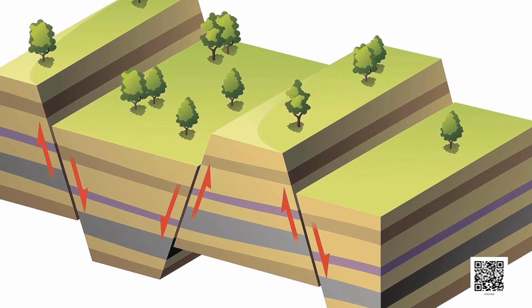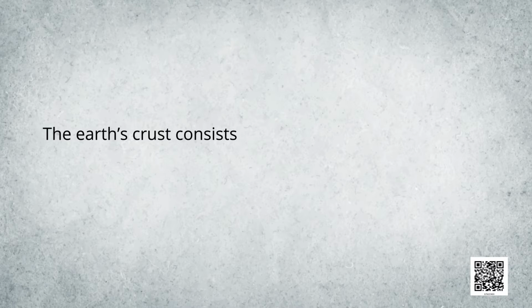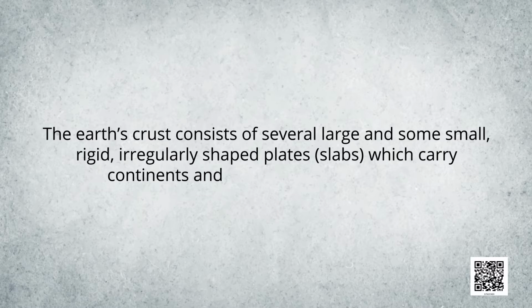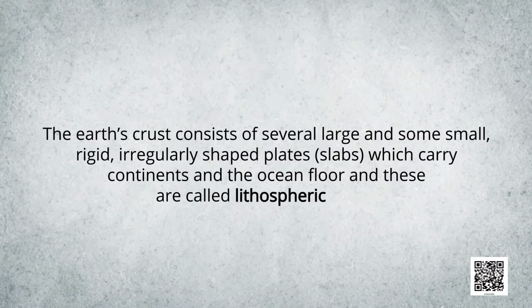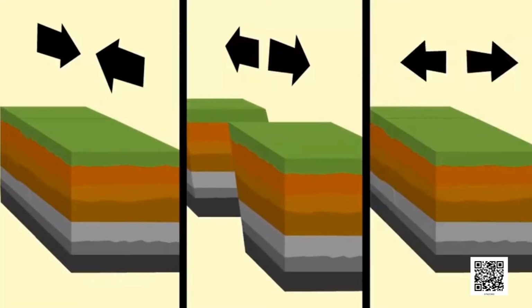I would like to tell you about lithospheric plates also. Actually, the earth's crust consists of several large and small, rigid, irregularly shaped plates or slabs which carry continents and the ocean floor, and these are called lithospheric plates. The movement of these plates causes changes on the surface of Earth.